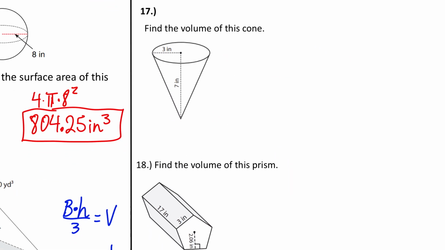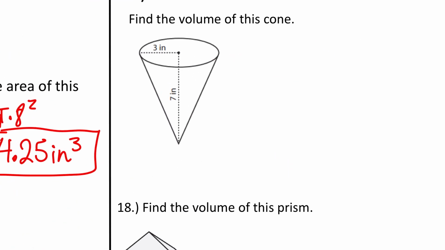All right, I'm going to skip number 16. Number 17, find the volume of this cone. So it's just pi r squared times h divided by 3. So this is going to be 21 pi.